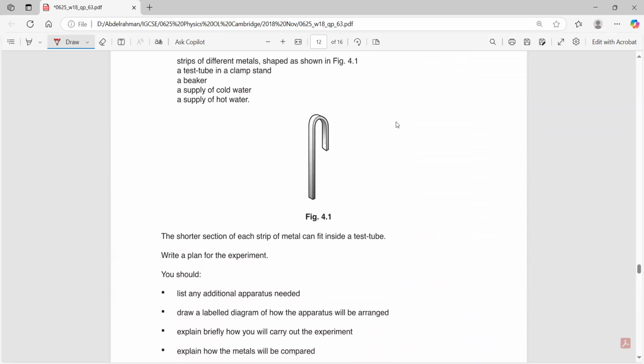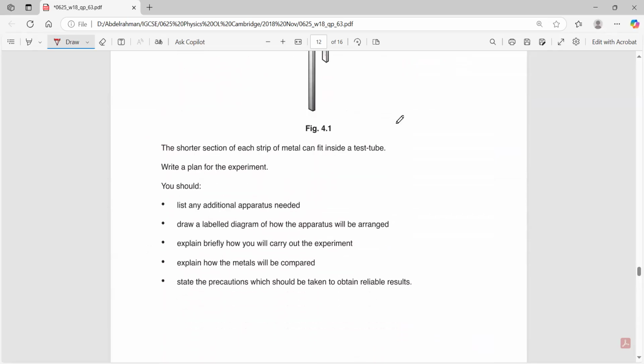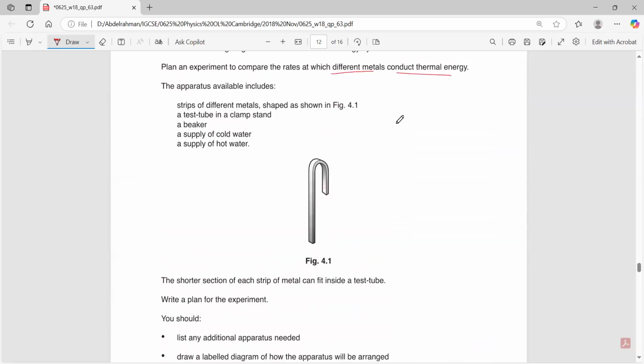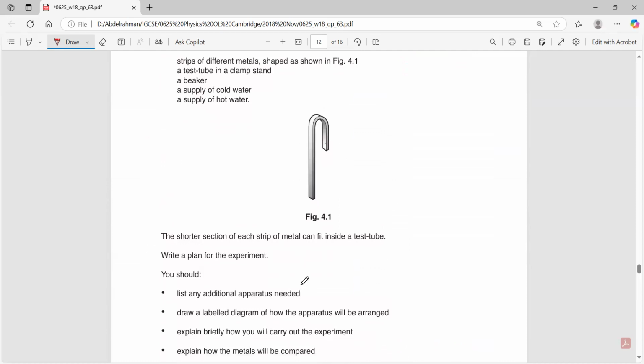And then list any additional apparatus. We write down the apparatus. What about any constants for this question? You need to think about the question first. Draw a labeled diagram. What's happening in this question? You have this piece of metal, which will start to conduct heat from a hot beaker to a cold test tube.